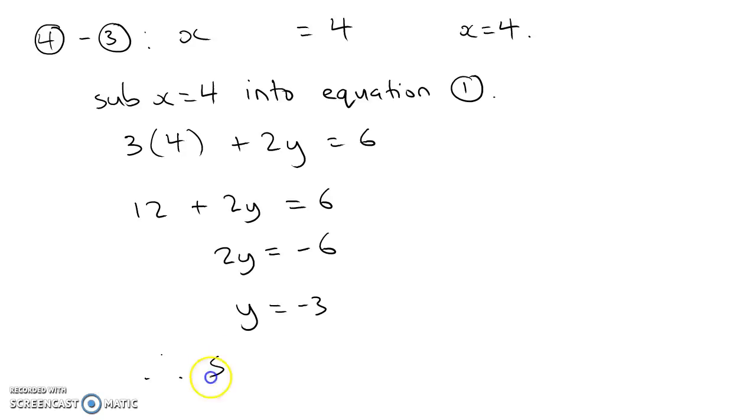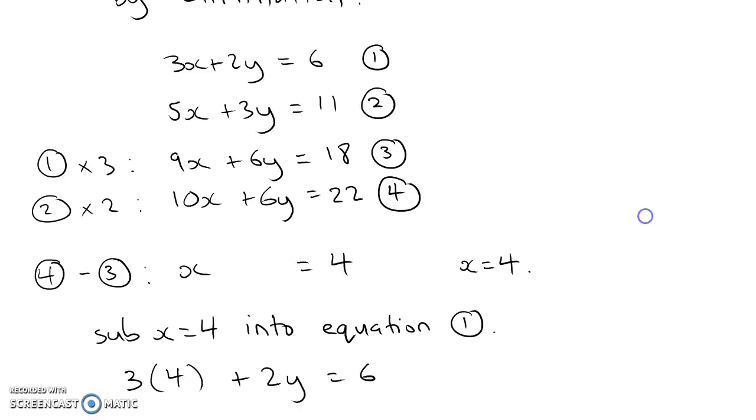So the solution to this pair of simultaneous equations is x equals 4, y equals minus 3. And if you were to substitute those values back into these equations, you would find that they would satisfy both of them.